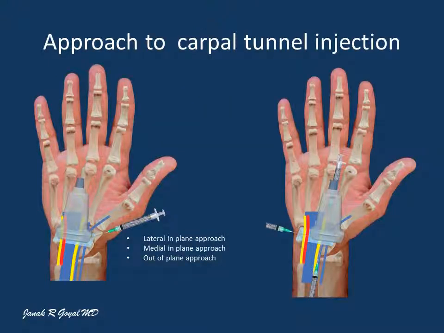Carpal tunnel injection is a commonly performed injection procedure of the hand and wrist. There are many different approaches for injection of the carpal tunnel. Commonly used approaches are medial to lateral and lateral to medial in-plane approaches, and then there are some out-of-plane approaches, but I prefer a lateral to medial in-plane approach.